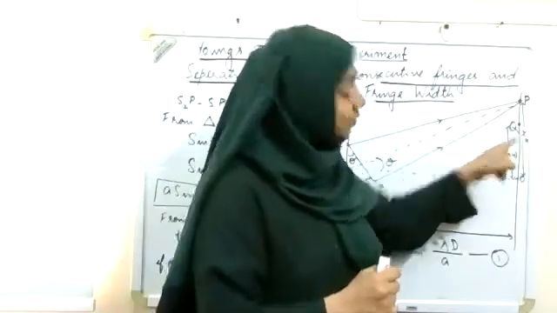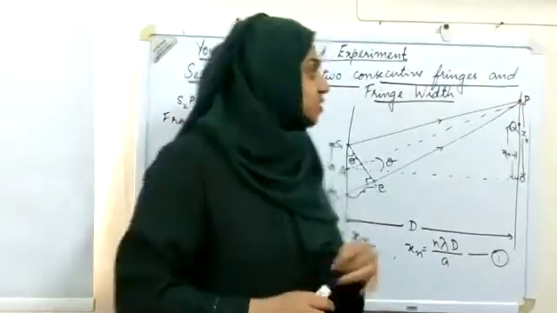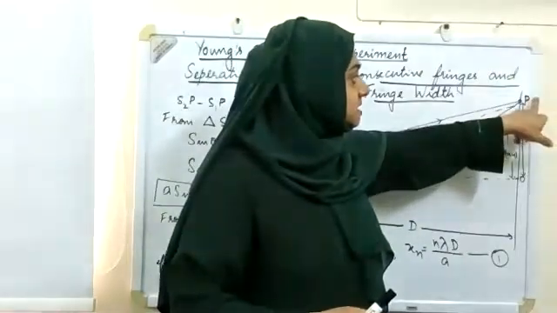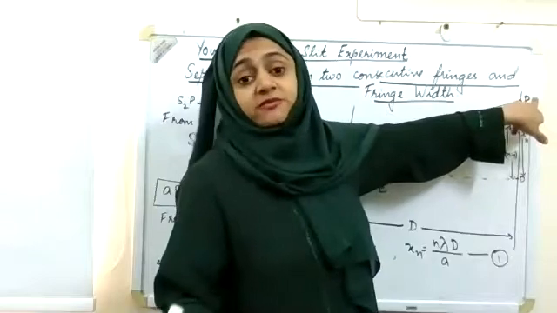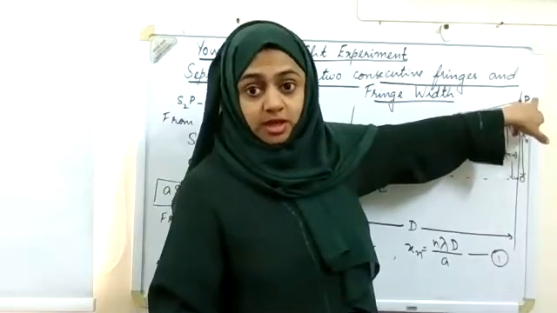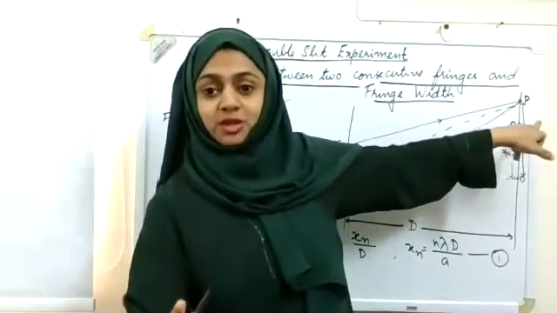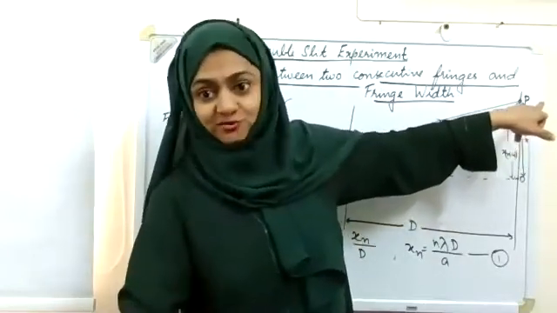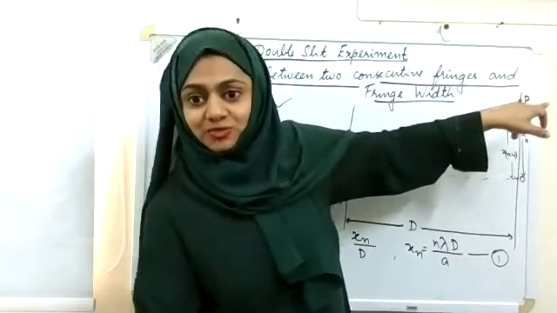I'm considering Q also as a bright fringe. For example, suppose this is the 7th bright fringe. Below that there will be the 6th dark fringe. Below that there will be the 6th bright fringe. Then the 5th dark fringe. Like that it will go, right?